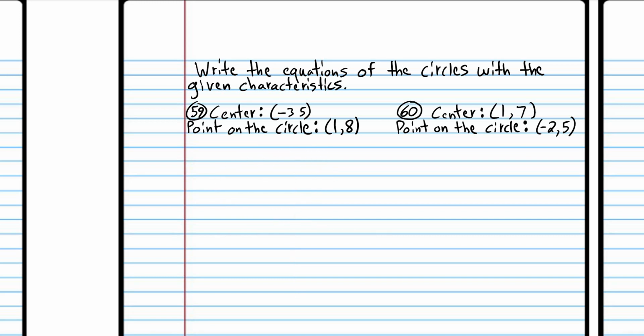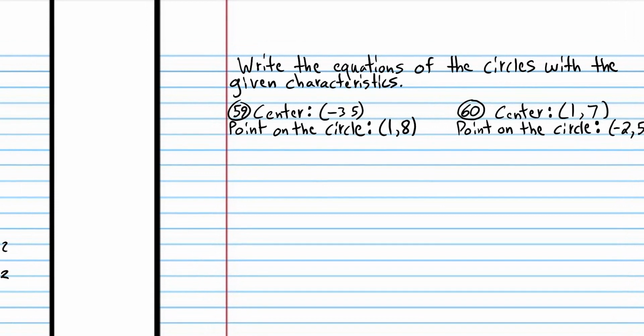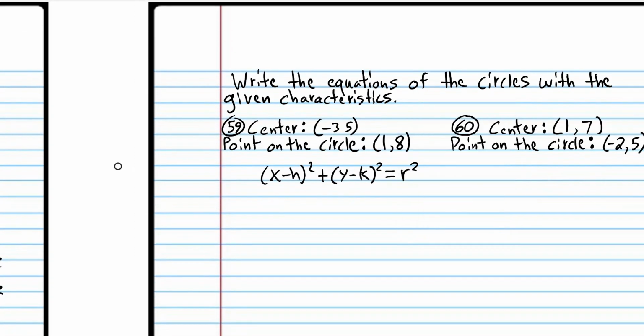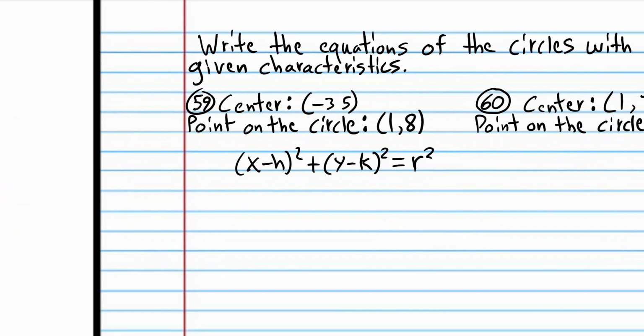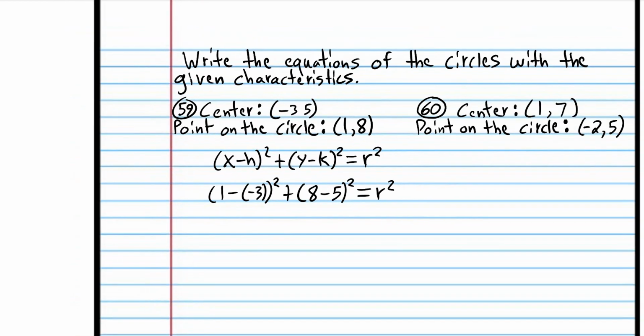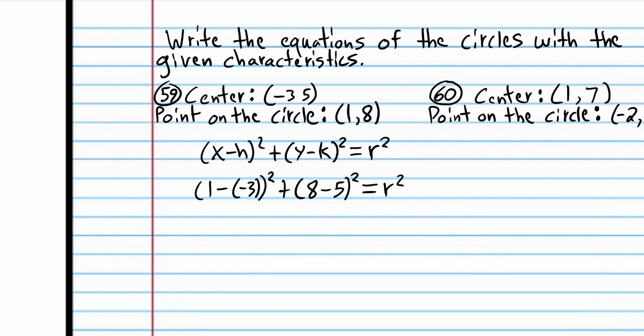So what we're going to do is write the general form of the equation of a circle, and we're going to plug in the point. The point is what goes into x and y. So we're going to plug in 1 for x, then minus the x value of the center, which is negative 3, and then we're going to plug in 8 for y, minus the y value of the center, and r we don't know. So all we need really to find is r, because we already have the center. We already have h and k.